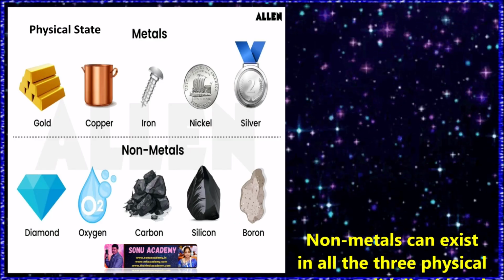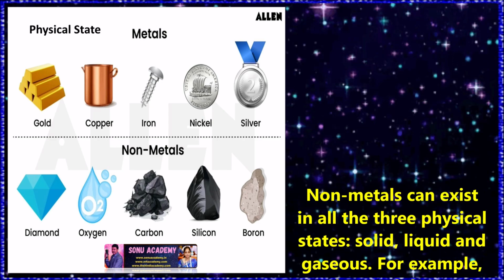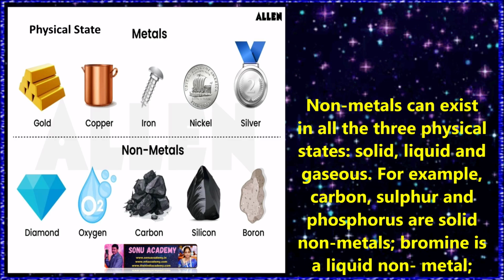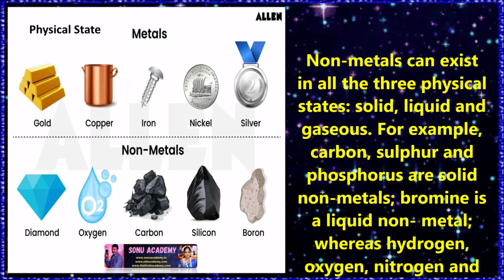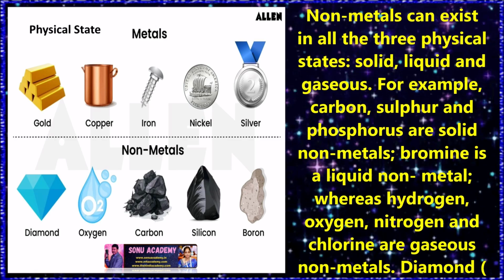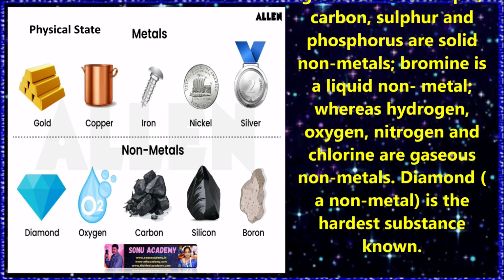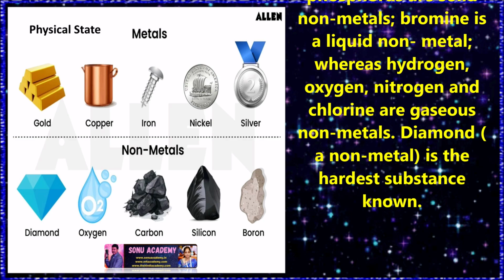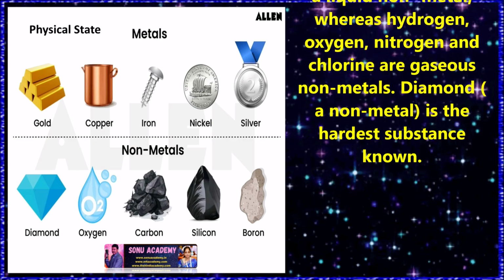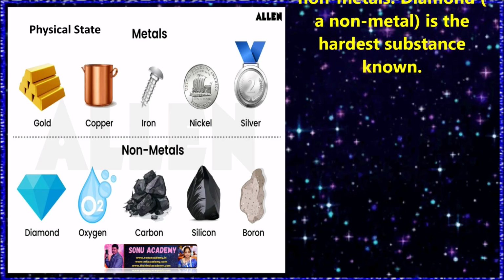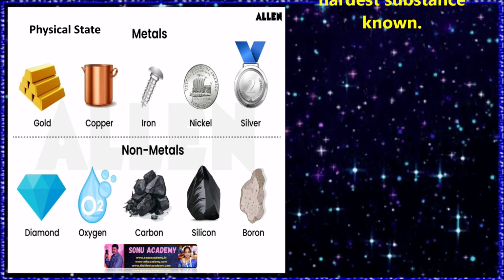Children, let us see the physical state of non-metals. Non-metals can exist in all three physical states: solids, liquids and gases. For example, carbon, sulfur and phosphorus are solid non-metals. Bromine is a liquid non-metal, whereas hydrogen, oxygen, nitrogen and chlorine are gaseous non-metals. Diamond is a non-metal and it is the hardest substance known.